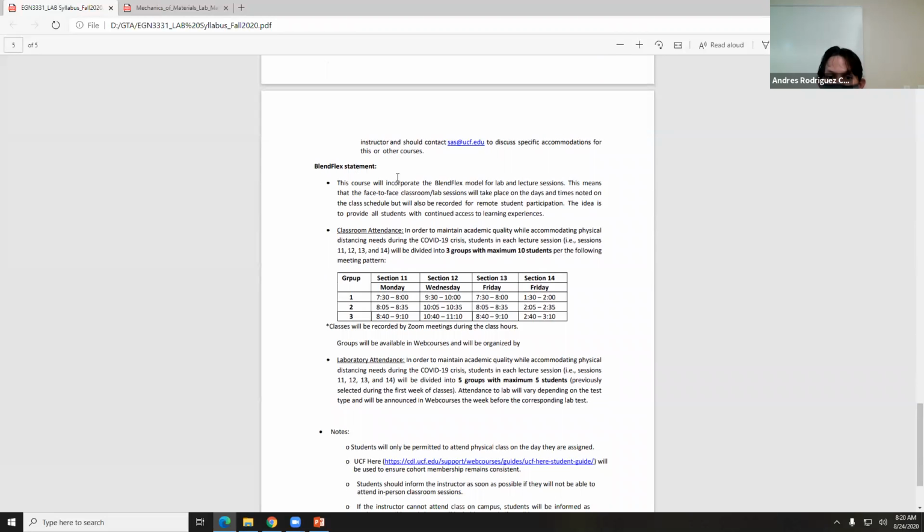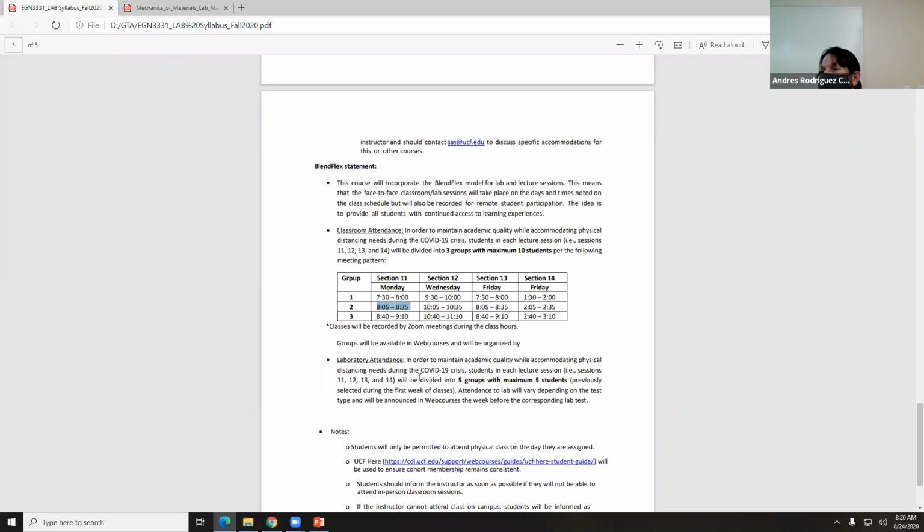This is the Benflex statement. It's something that I want to talk a little bit more about. Right now we are in section 11 at 8 a.m. We had to divide the course, as you can see, in 3 groups in order to keep the social distancing. So right now for the lab, we are going to have 5 groups of 5 students each. I'm going to give you the opportunity to arrange your own team members among the 25 students in this section, because maybe you know each other. Maybe it's better if you know your teammates than if I choose randomly.